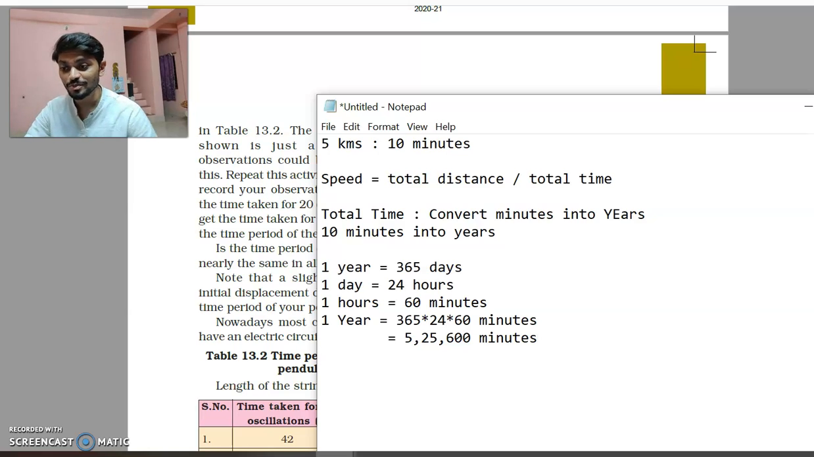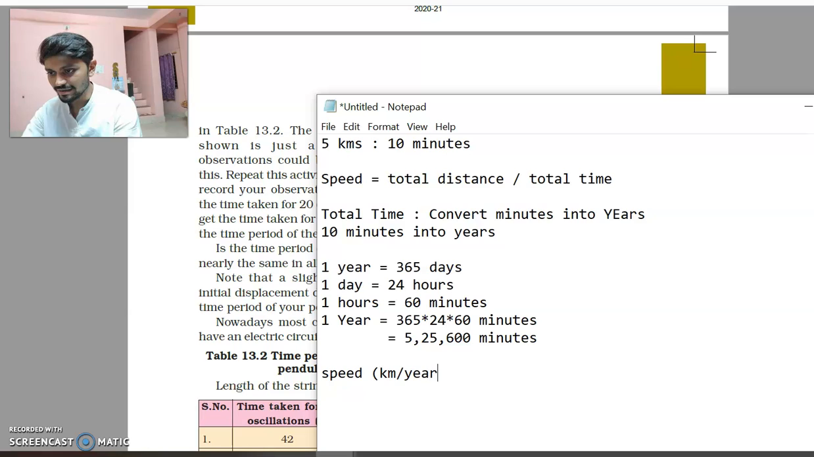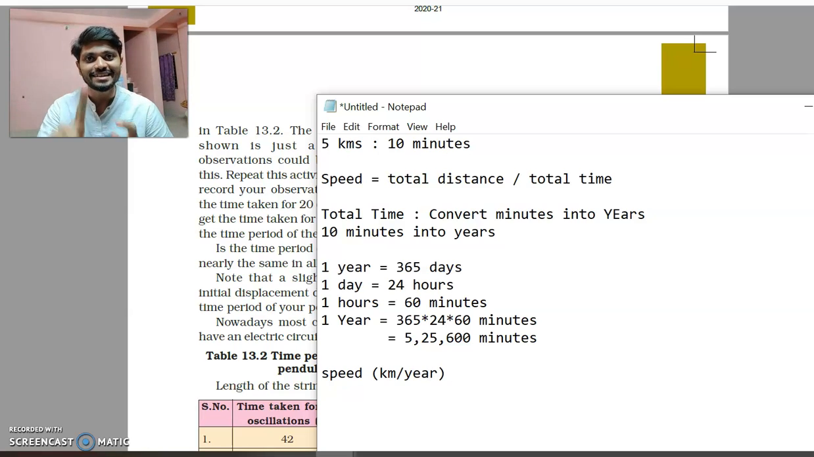Why did we have to do all this? Because we had chosen an invalid unit of time. Not an invalid, but an inappropriate unit of time. The unit is correct, but according to my situation, my unit was not good. So now if I want to calculate the speed, what would be the unit of speed? The distance is in kilometers, so that is kilometer per year. My speed would be in kilometer per year.